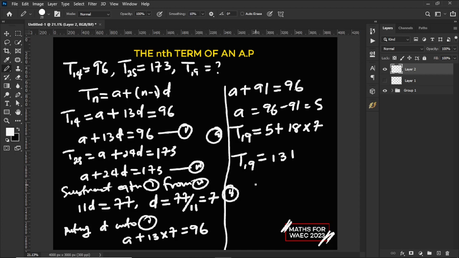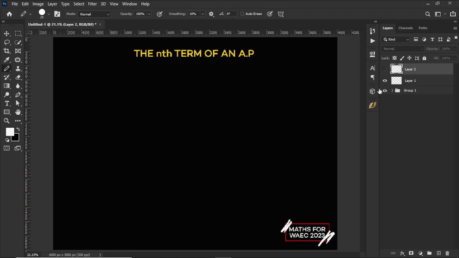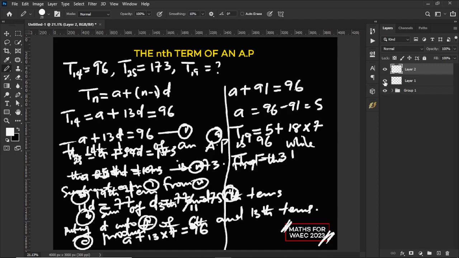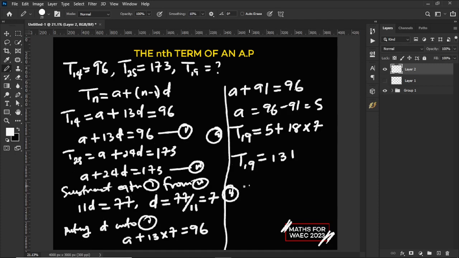Okay, now question B states that we should find what? The sum of the 13th and 56th terms. So that means we need to find the 13th term and also the 56th term. So T13 is going to become 5 plus 12 times 7. 12 times 7 will give us 84. Plus 5 is 89. So T13 is 89.